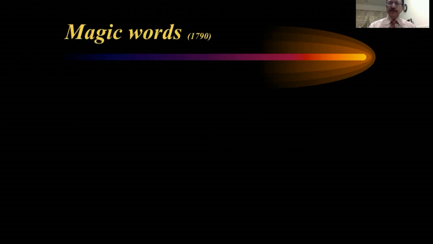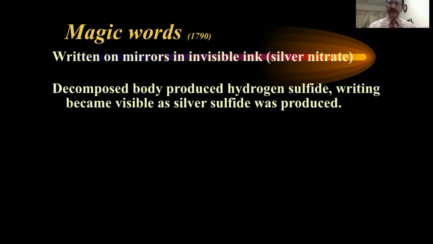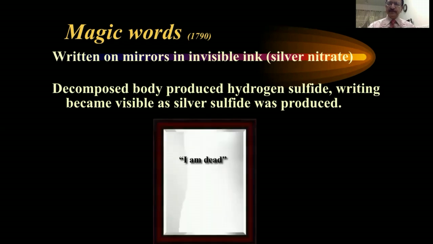Then they used to write magic words on a mirror with invisible ink, which was usually silver nitrate. When the decomposing body emitted hydrogen sulfide, the writing became visible as silver sulfide was produced. So that's how they declared the person dead, when the person started putrefying.